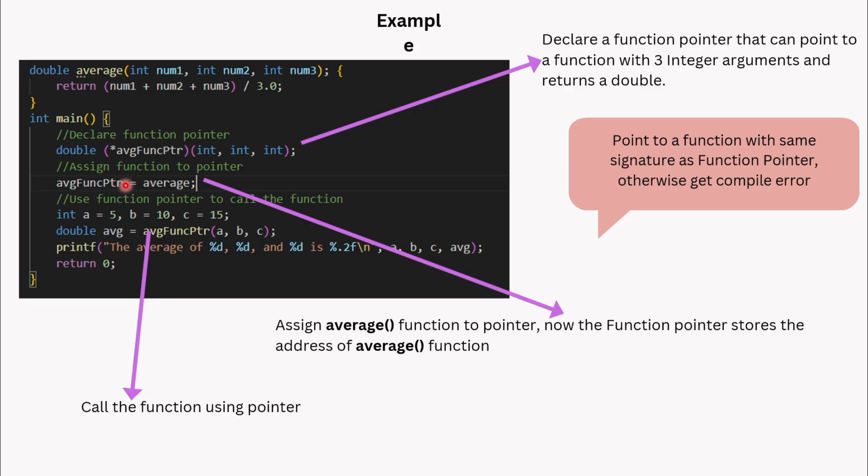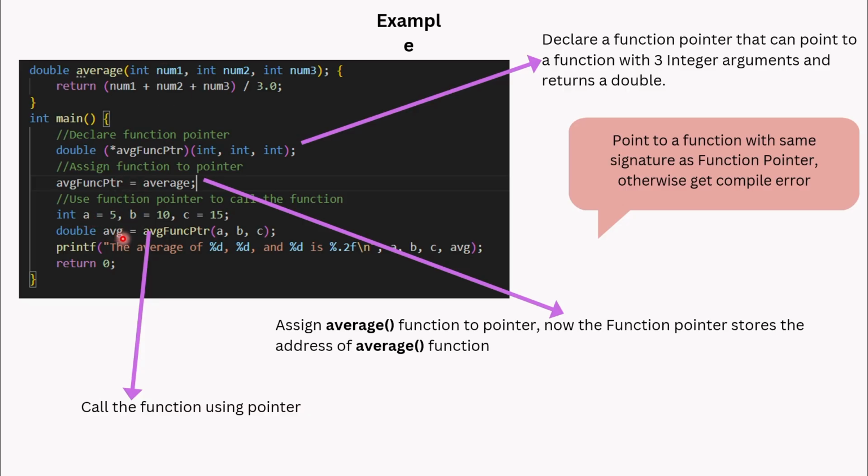In the next line, I am assigning this to a function called average function. While assigning this pointer, you should remember that it should have the same signature as the one given during declaration of the function pointer. Signature means your return type and argument list. It should match. If it doesn't match, you will get a compile error. So here I have assigned a function to this pointer, and it will store the address of this function.